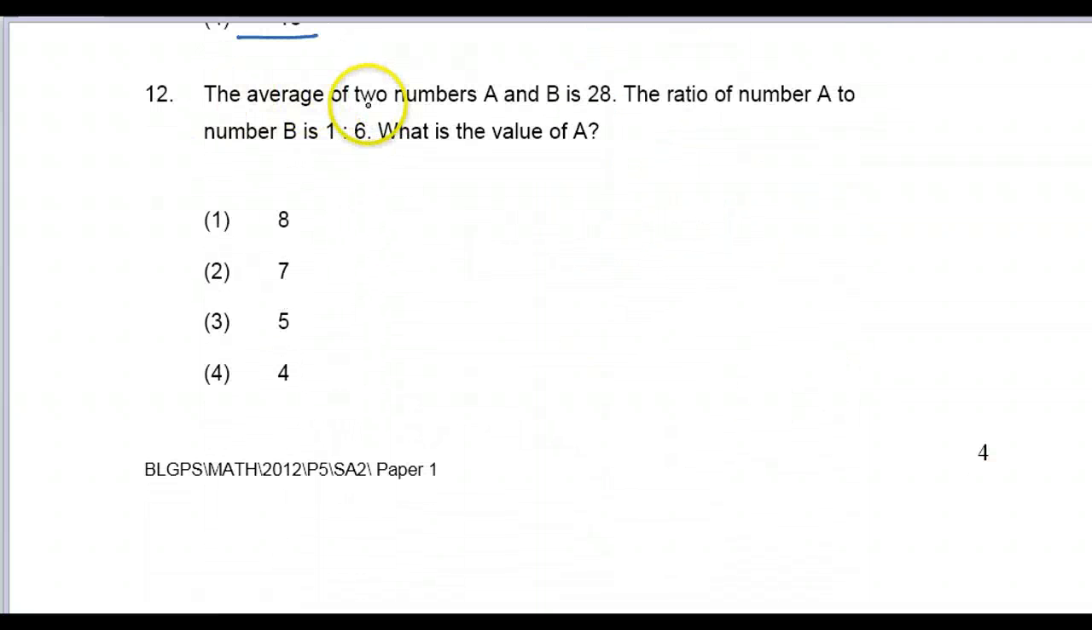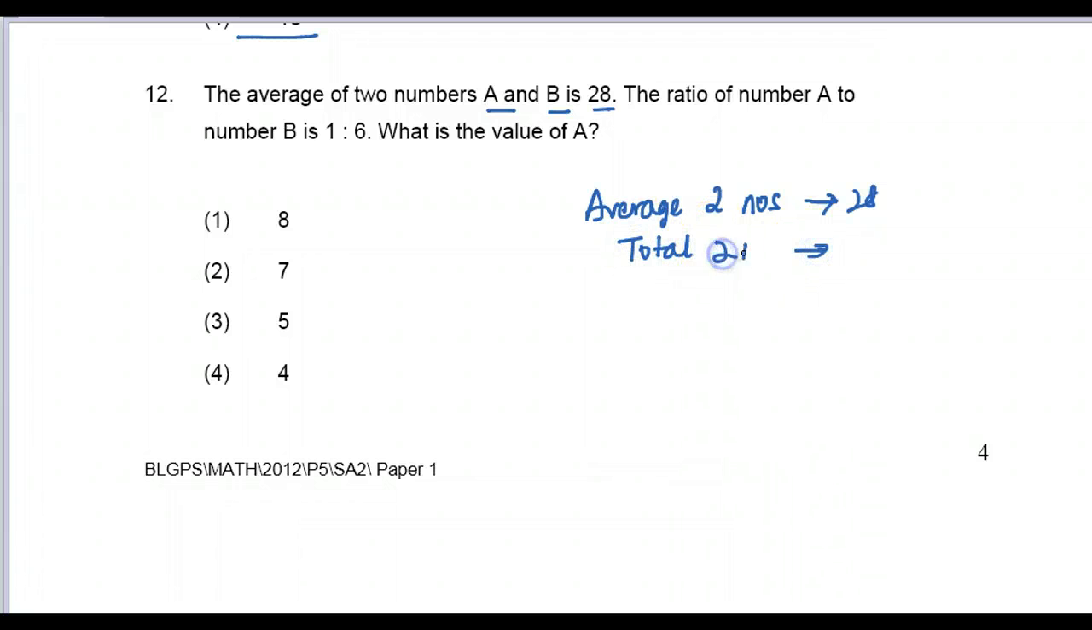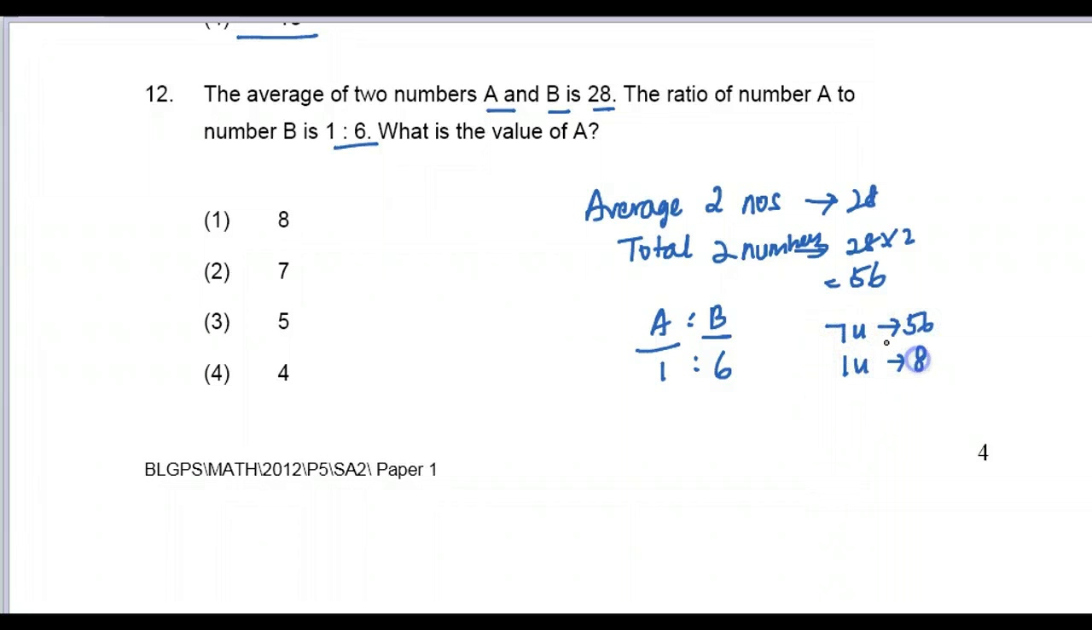Question 12. Average of two numbers A and B is 28. So I know my average of two numbers is 28. I find my total of the two numbers will be 28 times 2, which is 56. The ratio of A to B is 1 is to 6. My total is 7 units. So my 7 units is 56. 1 unit will be 8. I want to find the value of A. A is 1 unit. So 1 unit is 8. So option number 1.